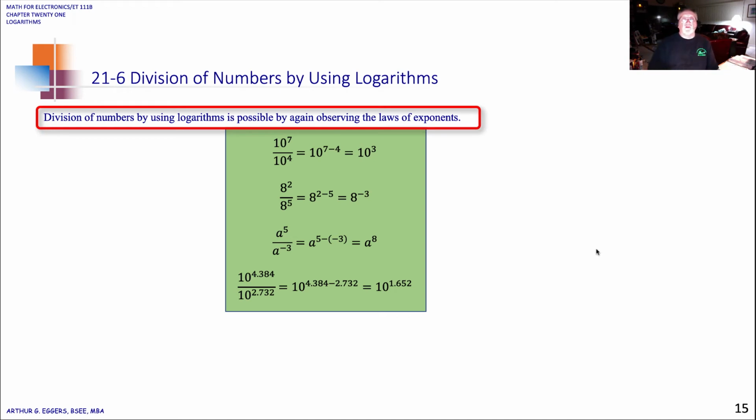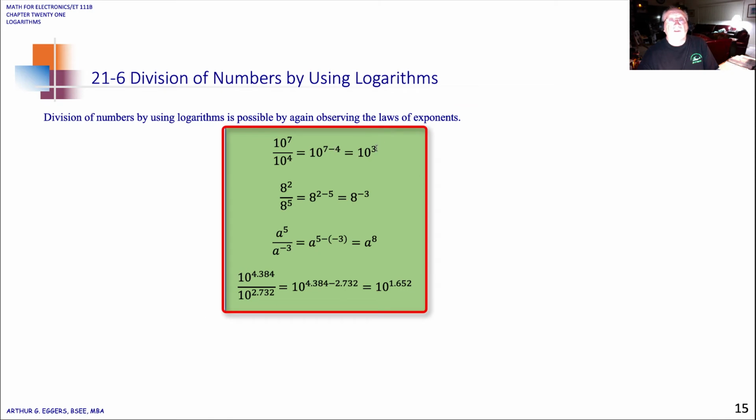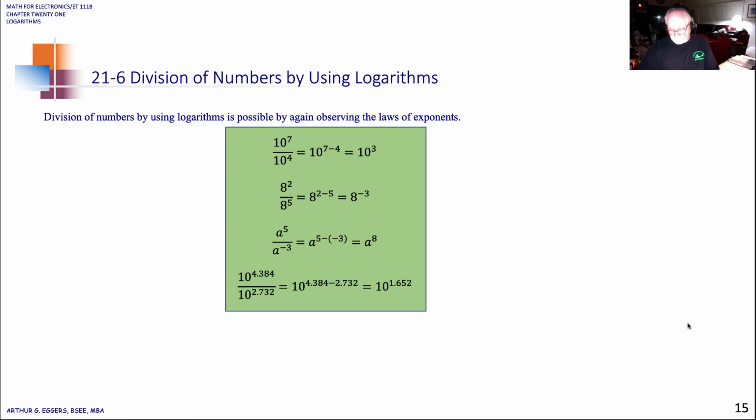Division. Again, we learned the rules for division using exponents. The examples here show that, since we're using the same base, whether it's 10, 8, or a, we handle the exponent the same way. We end up subtracting the exponent in the denominator from that in the numerator. So 10 to the 7 minus 4 gives us 10 to the third. In this case, you'll notice a to the fifth over a to the minus third. When we move it into the numerator, it in essence becomes an addition. So we sum 5 and 3 and get 8.